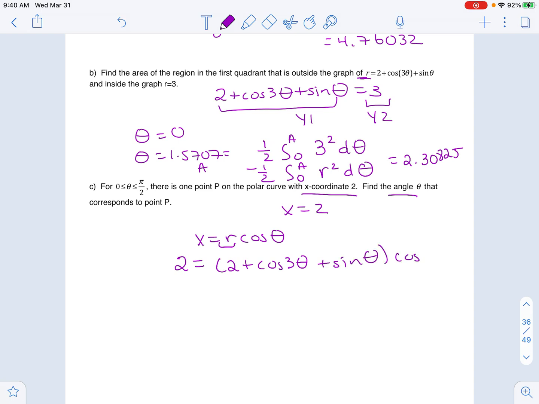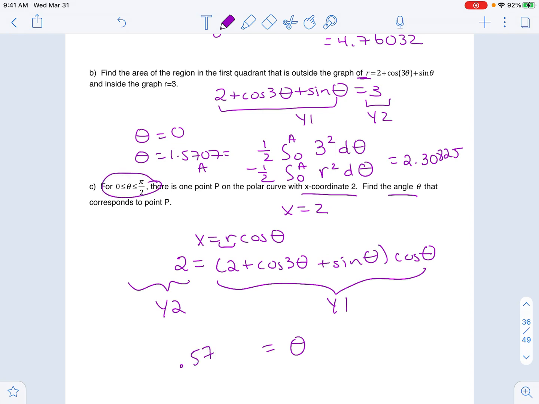And then I still have that cosine, and I need to find the angle theta. I'm going to just solve this in the calculator, y1, y2 in function mode. I'm looking only for a number between 0 and pi half, so set up your window. Theta happens to be 0.57690, something like that.